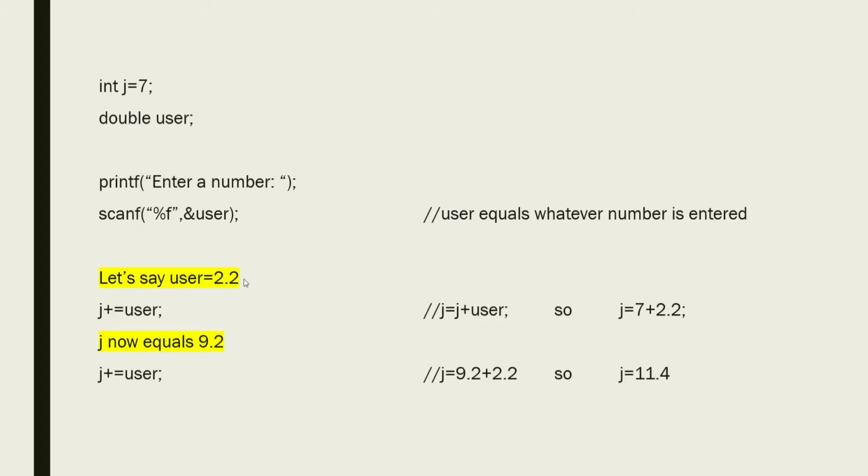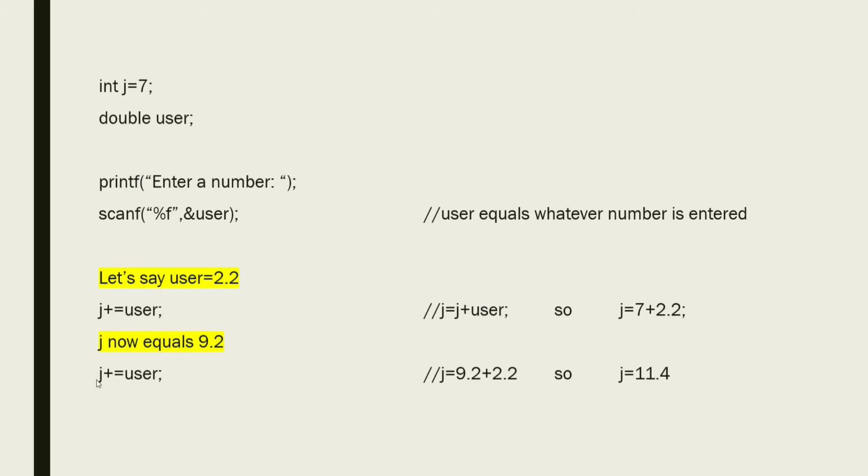So let's say user equals 2.2. Let's say when the program was running, the person inputting the number put 2.2. So j plus equals user. What does that look like? It looks like j equals j plus user. So this is going to be the new value of j, this is the old value of j, and this is what's inputted. What's the old value of j? It's going to be 7. And what's user? It's going to be 2.2. So it's going to be 7 plus 2.2, and this new j value is going to be 9.2.